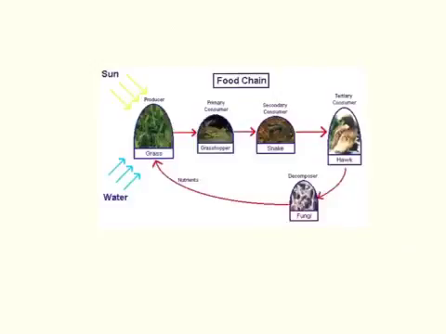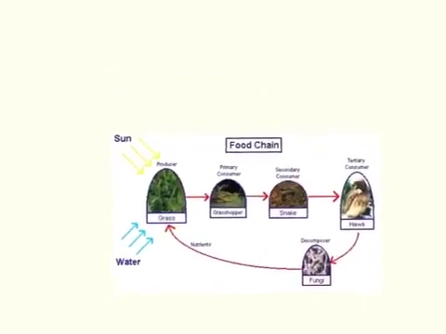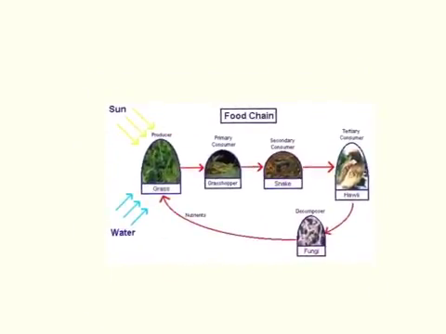There's the producer, which is grass, and then primary consumer, secondary consumer, tertiary consumer, and this is the decomposer. As you can see, the sun and water help the producer grow.